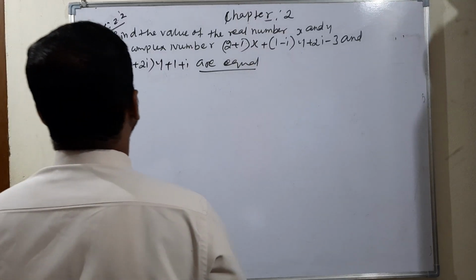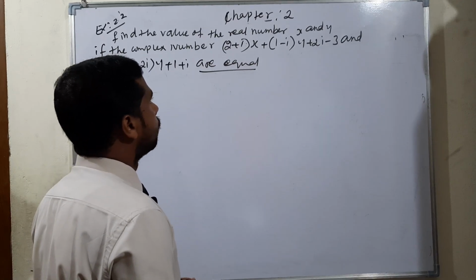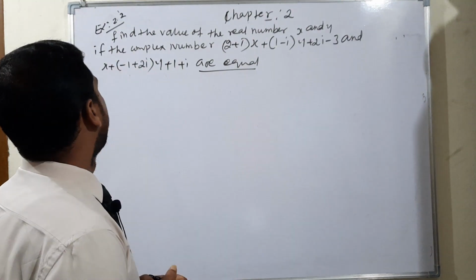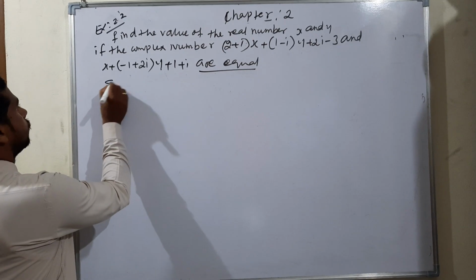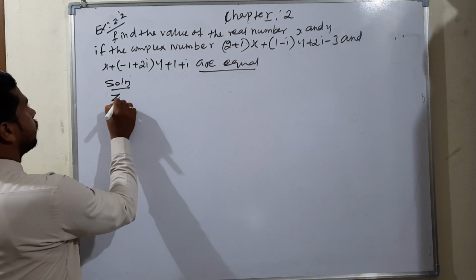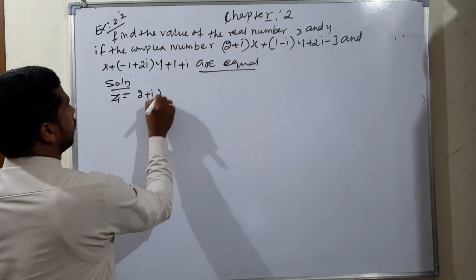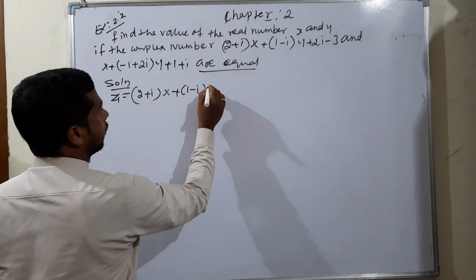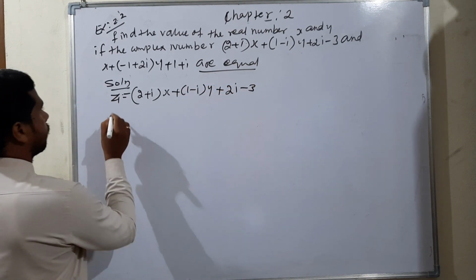So now I am moving to example 2.2. What is the question? Find the value of the real numbers x and y, if the two complex numbers are given. Okay, solution. Z1: for the first term, (2 + i) outside x is there, plus (1 - i) outside y is there, plus 2i minus 3.